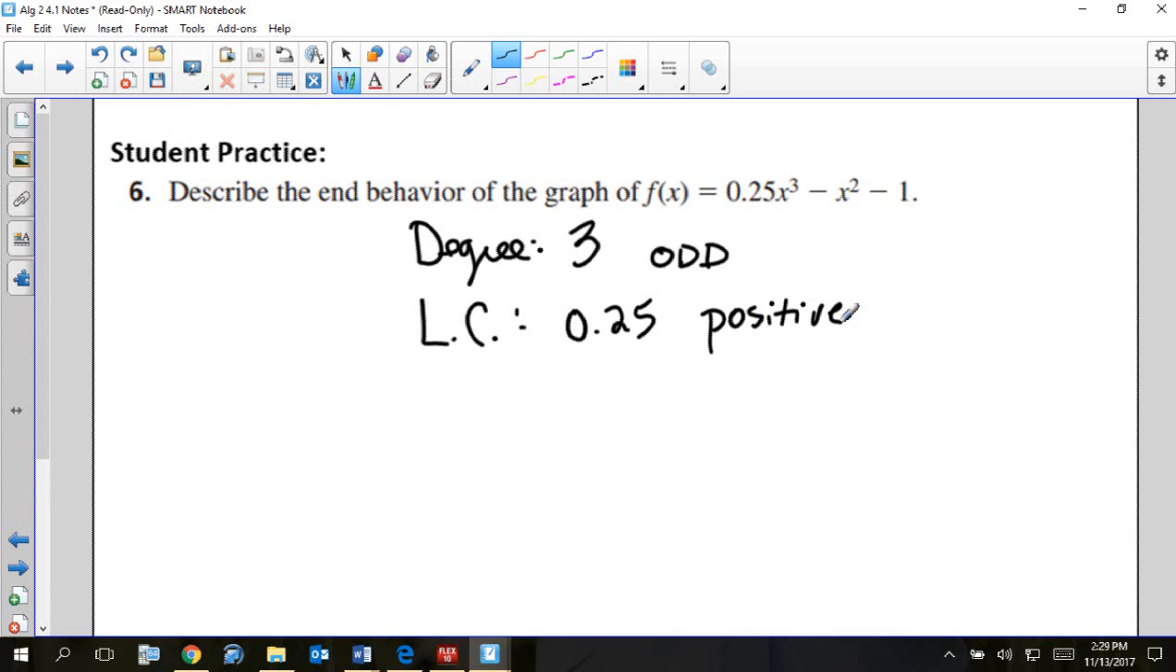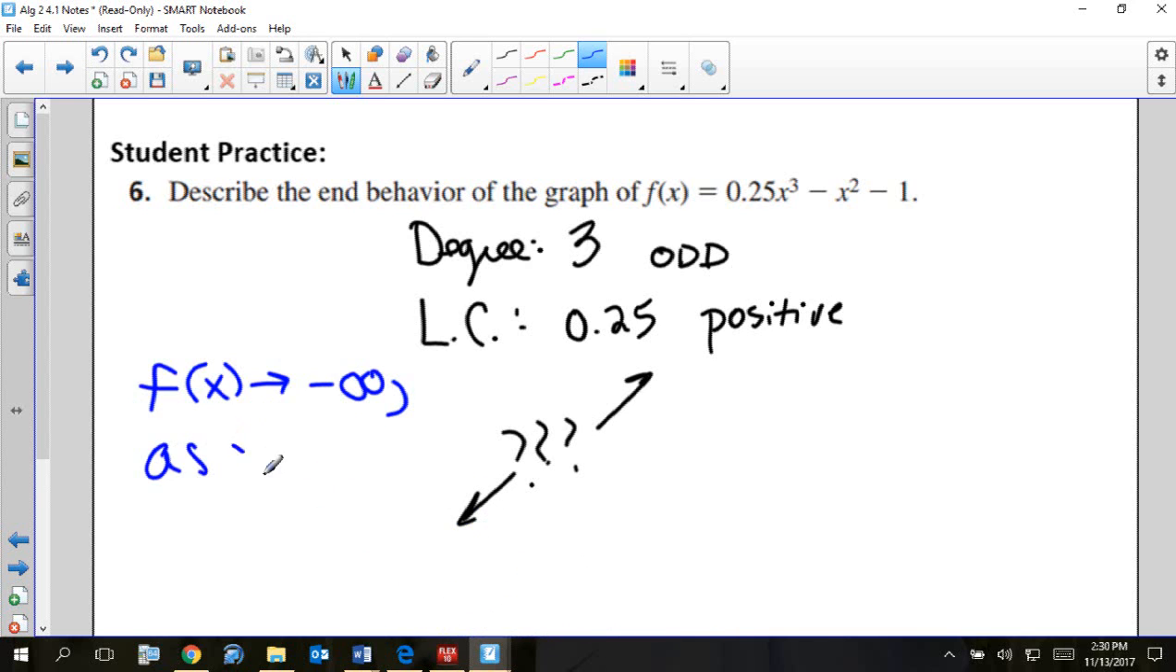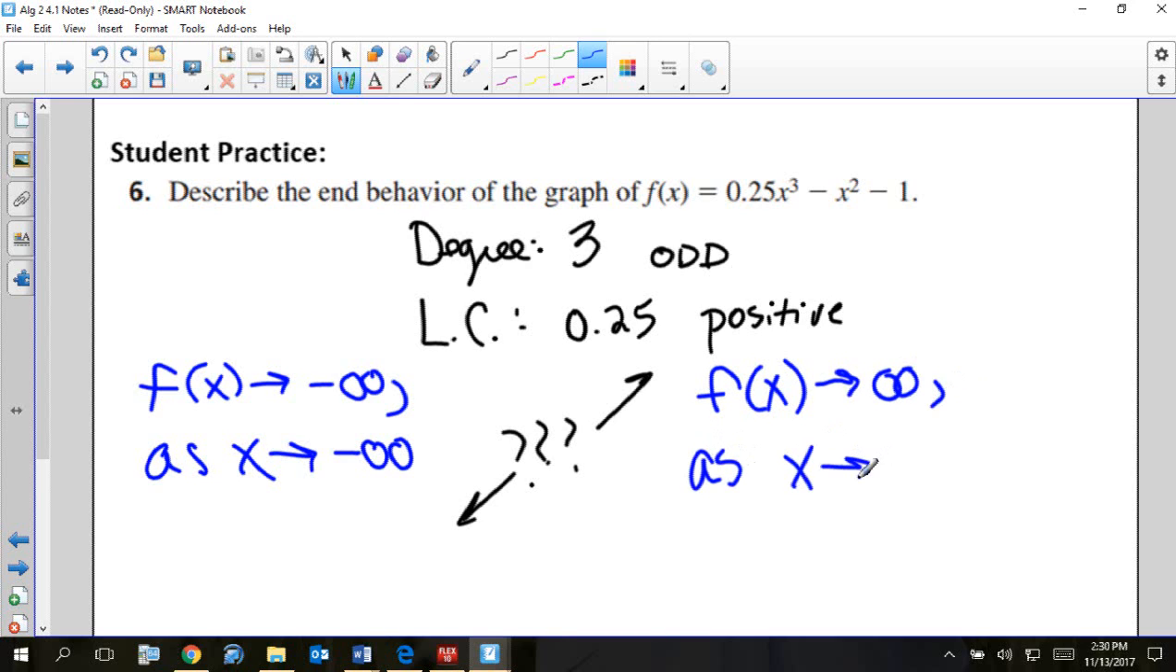What's it going to look like if it's odd and positive? I can't read your mind, you guys show me. It's going to be rising up. I don't know what happens in the middle. But I know it looks like this. So we go to the left side, and we say that the f of x, the y values are going down, so negative infinity, as my x's are going to negative infinity, which means to the left. On the right side, my y's are going up, so positive infinity, as my x's are going to the right, so positive infinity.